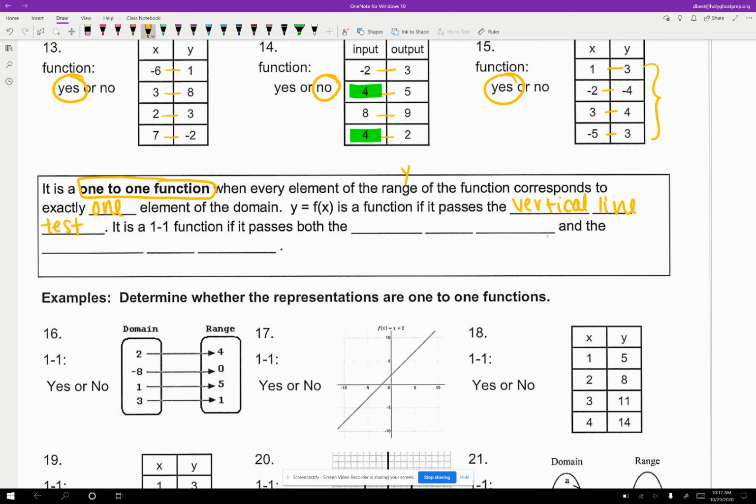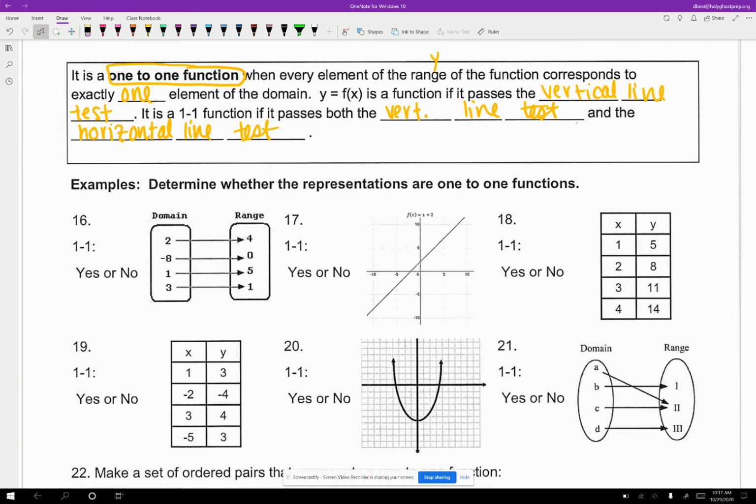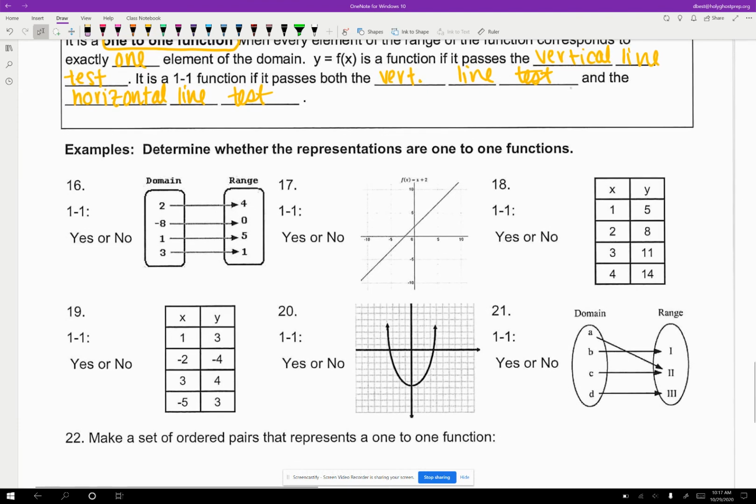It's a one-to-one function if it passes the vertical line test and the horizontal line test. So this is a little different, and I'll show you what this looks like. A one-to-one function can't have any repeats of x's or y's.